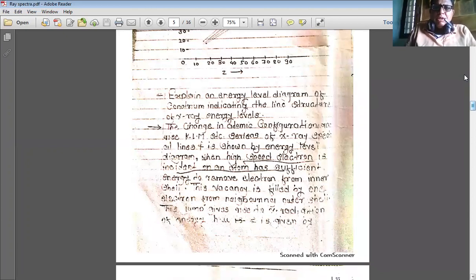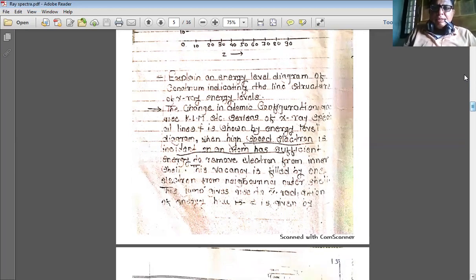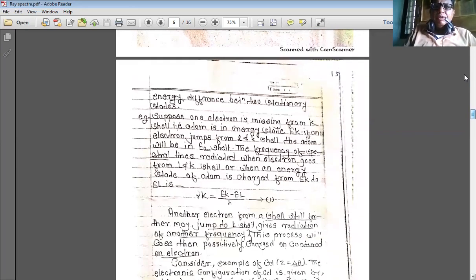When a high speed electron is incident, an atom has sufficient energy to remove an electron from an inner shell, and this vacancy is filled by one electron from a neighboring outer shell. This gives rise to radiation of energy h mu, and h mu is given by the energy difference between two stationary states.